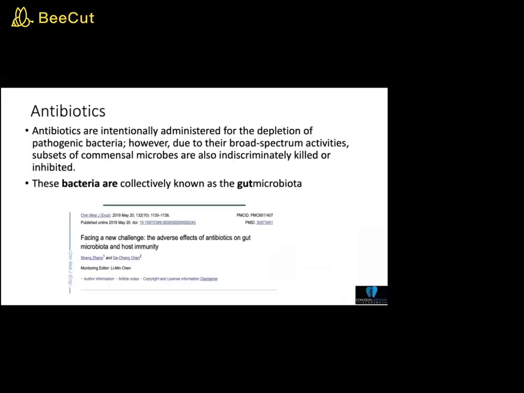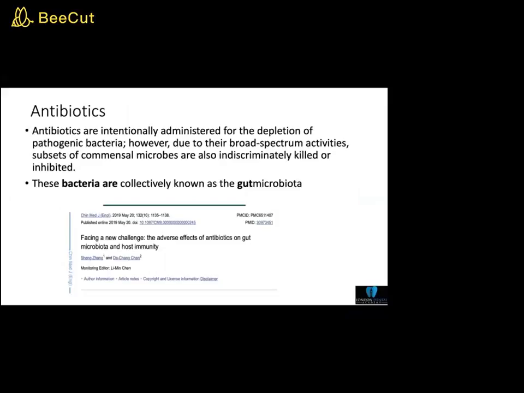Antibiotics. I'm not going to talk about what antibiotics you can give, but antibiotics are given to deplete the pathogenic bacteria and infection. Obviously most of them, like amoxicillin, are broad spectrum, and therefore they indiscriminately kill commensal microbes which are useful in the gut.